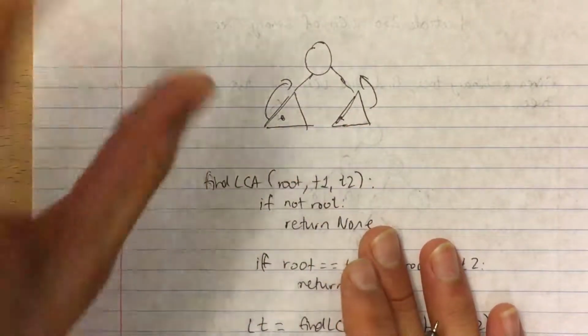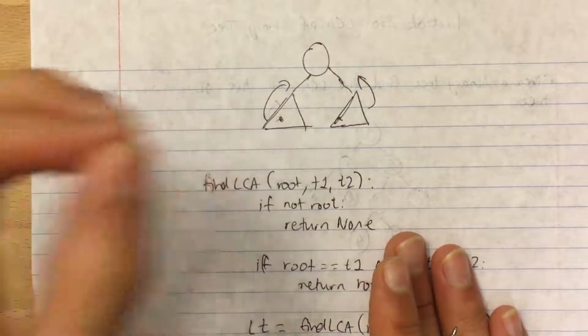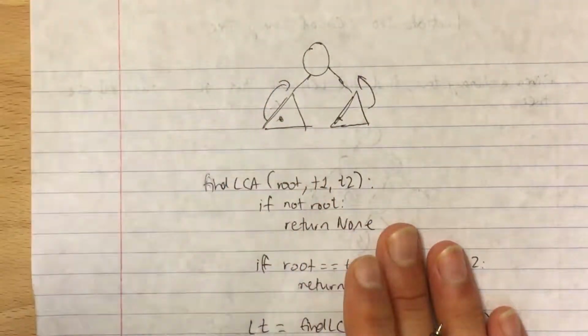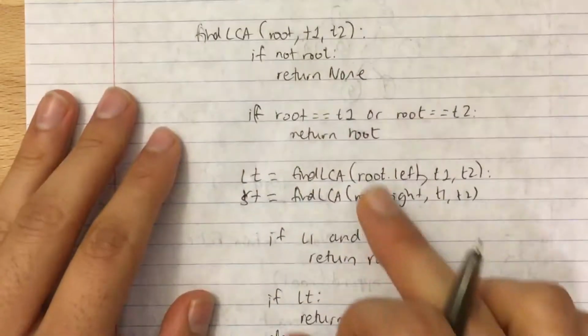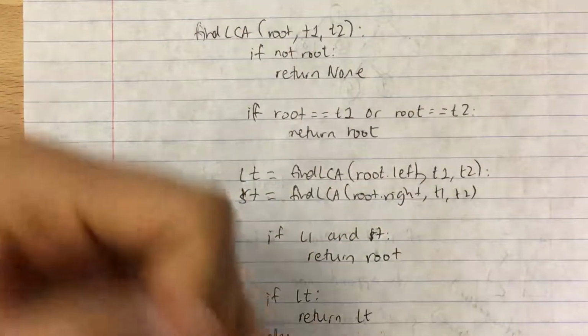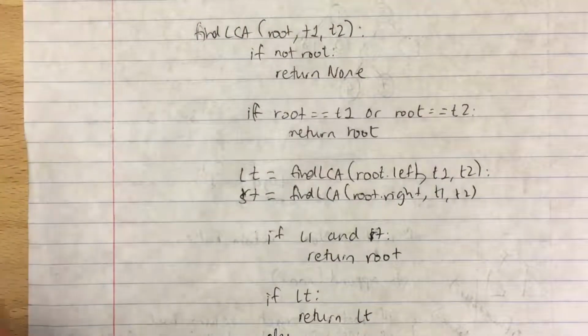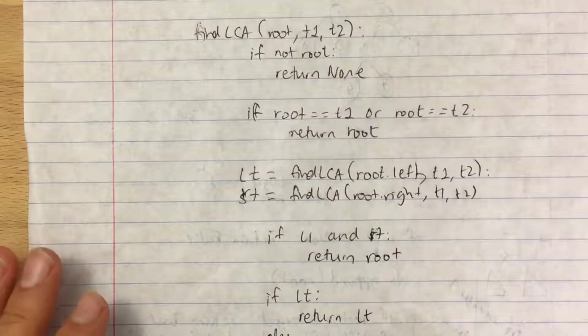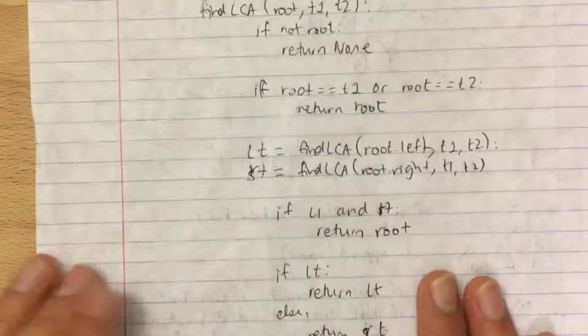While we're traversing, at any point in time, if we see that the node we're currently looking at is equal to one of the targets, then we can return that node and propagate it along the hierarchy of the nodes to the root. And that's pretty much all there is to it.